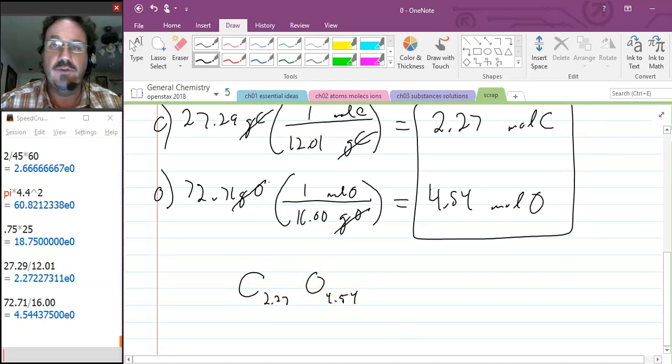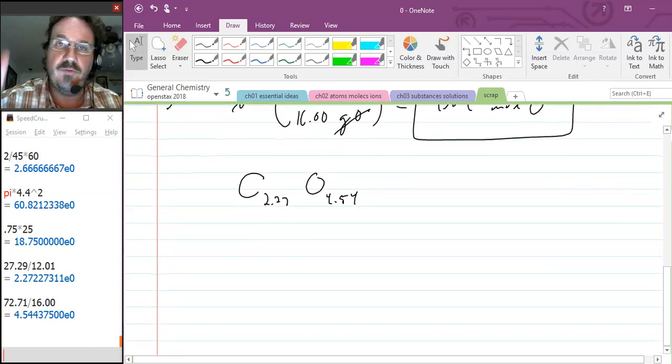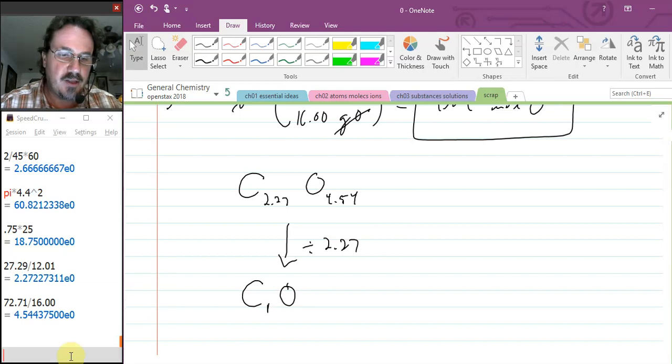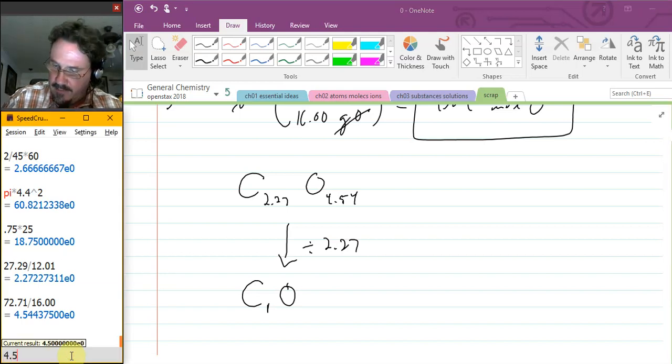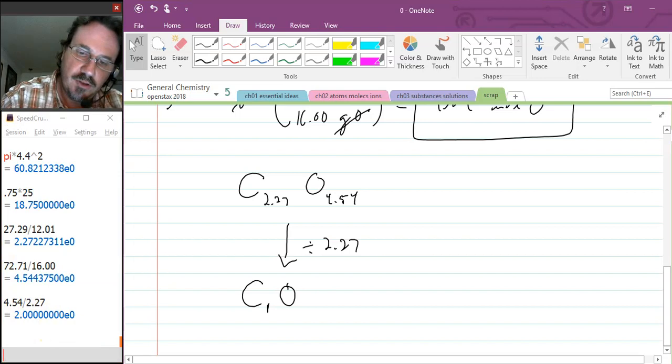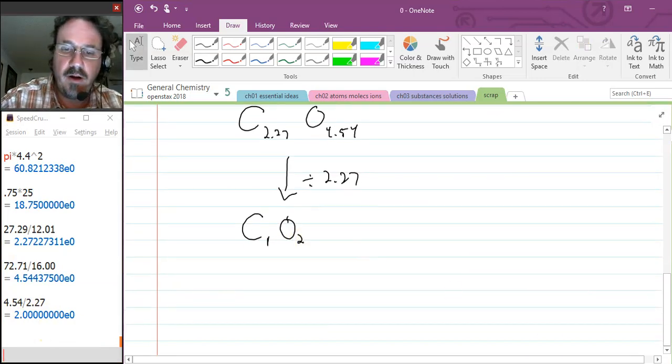Yep. Now, the same trick that I told you before will always work. To get whole numbers, divide by the smallest number. In this case, I'm going to divide everything by 2.27. That'll give me carbon with just a 1, and it'll give me oxygen, well, it looks like a 2 to me, but let's just double check that in the calculator. Let's make sure. 4.54 divided by 2.27 equals, yep, sure, 2.000. So 2. There we go. So I've got 1 carbon and 2 oxygens. So the empirical formula is CO2.